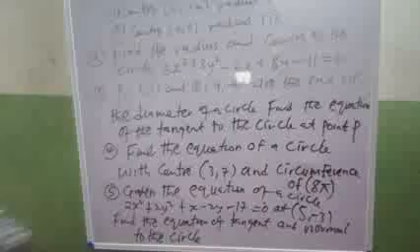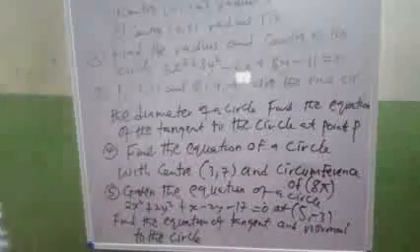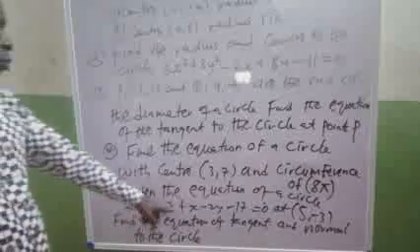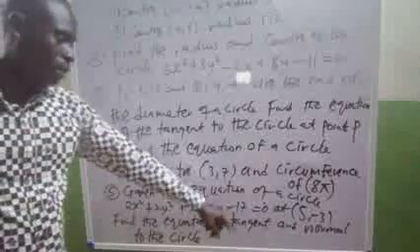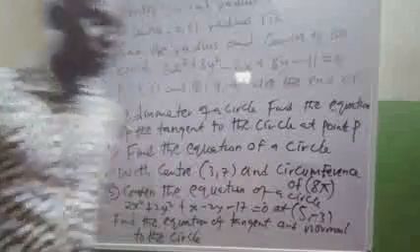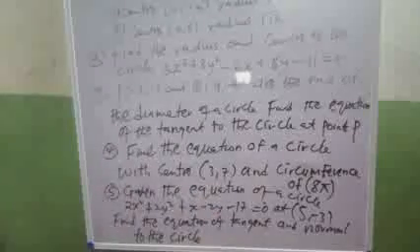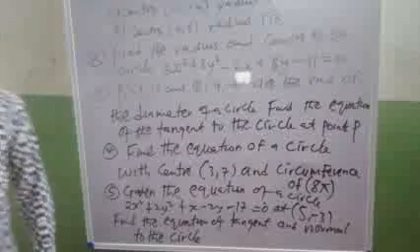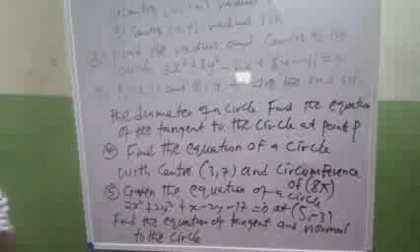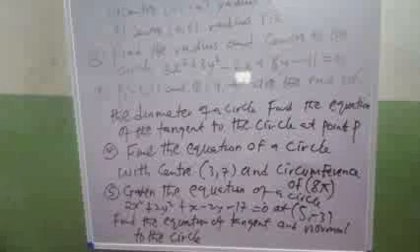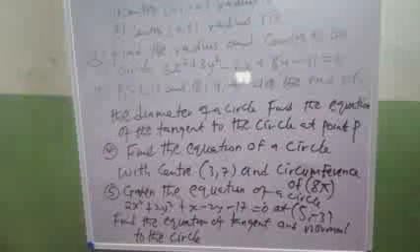Then lastly, we have given the equation of a circle 2x squared plus 2y squared plus x minus 2y minus 7 equals 0 at 5, minus 3. We are asked to find the equation of the tangent and the normal to the circle. So please make sure you solve this assignment. Follow the procedure that I have given to you, and you will definitely get the right answer.